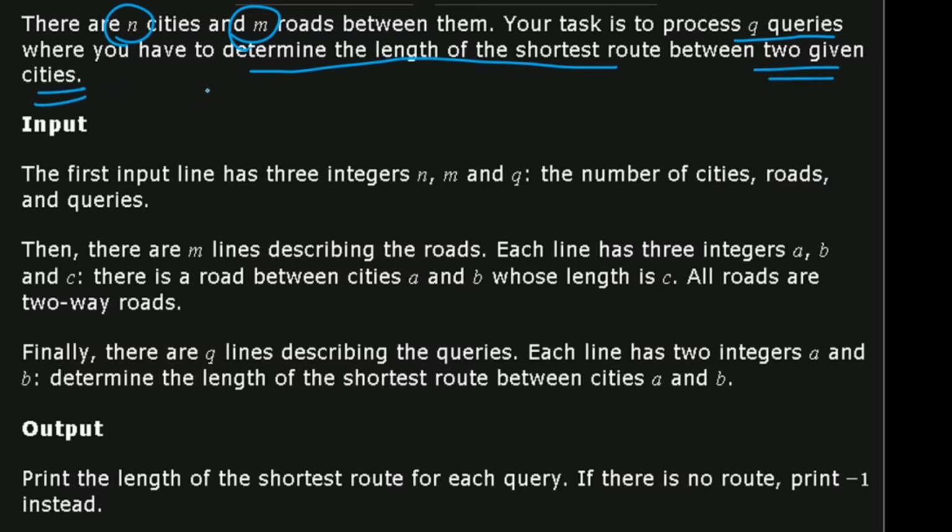Okay, we don't know the starting city or the ending city. The query will tell us that, and then we have to output the answer. This is an all source shortest path algorithm. So far we were dealing with single source shortest path algorithms. This one is all source shortest path.